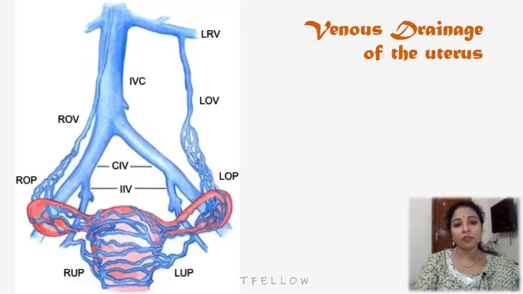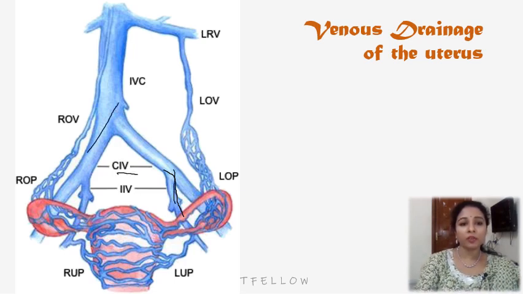Venous drainage of the uterus is mainly into the internal iliac veins. We can see it drains into the internal iliac veins, which finally drain into the inferior vena cava. The internal iliac veins drain into the common iliac veins, and the common iliac veins join to form the inferior vena cava. So we can see the right uterine plexus and left uterine plexus, forming the right and left uterine veins.